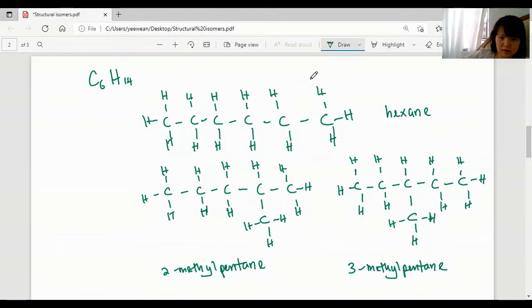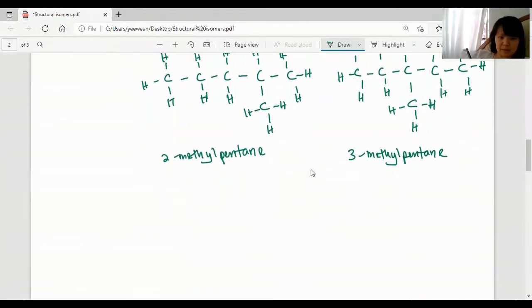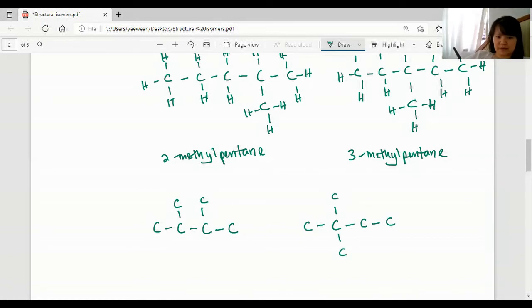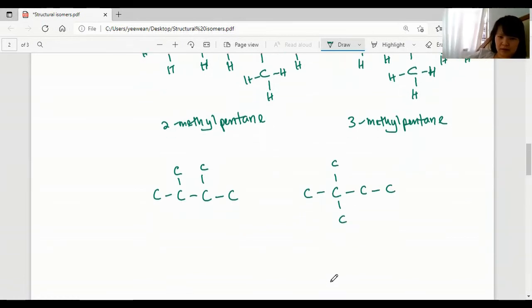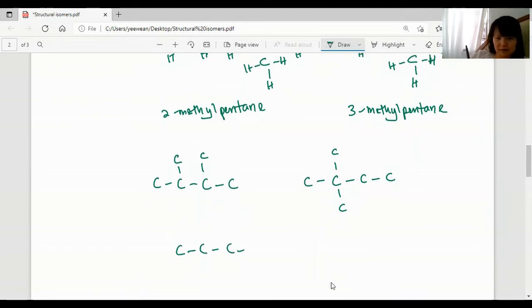Let's try butane. 1, 2, 3, 4. I can put the methyl here or next to it. So 2, 3. I can put it as a 2, 2. Is there another way? Can I say 3, 3? No, I don't think so, because 3, 3 would be a 2, 2 if I start counting from the right side. So not this. What about 1?